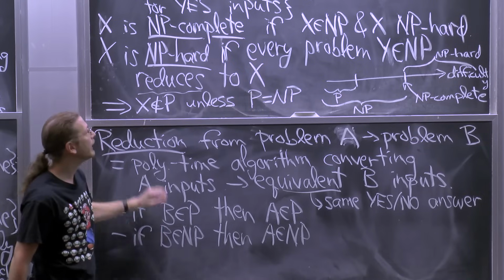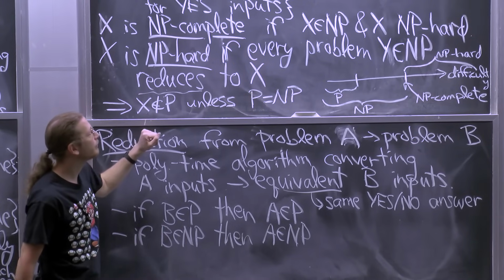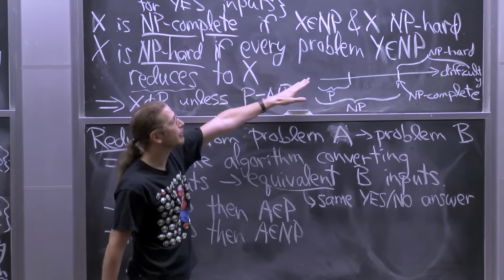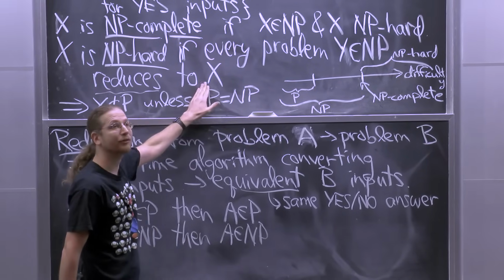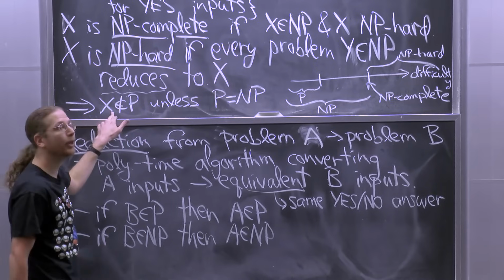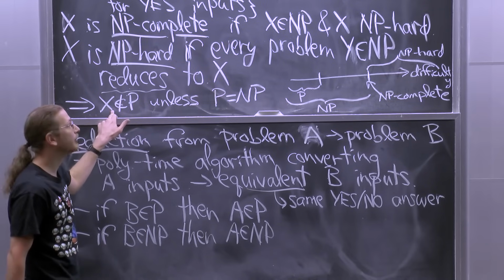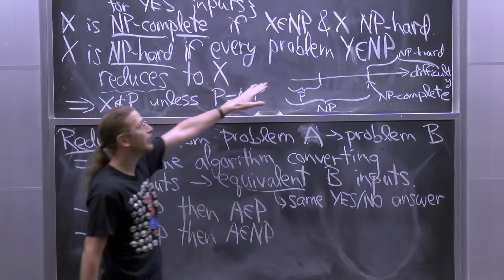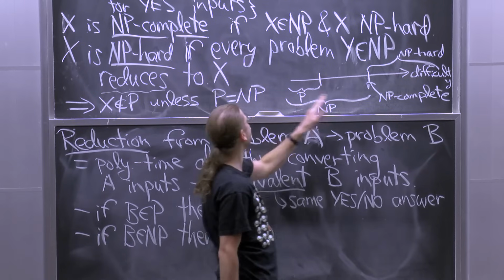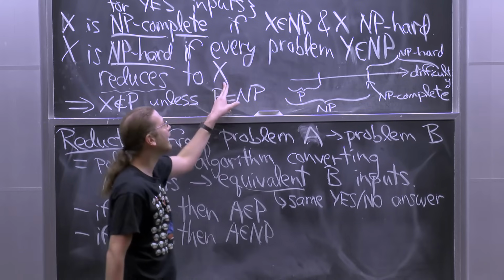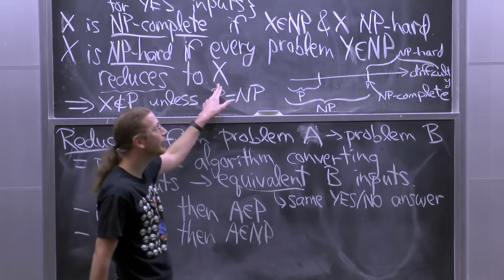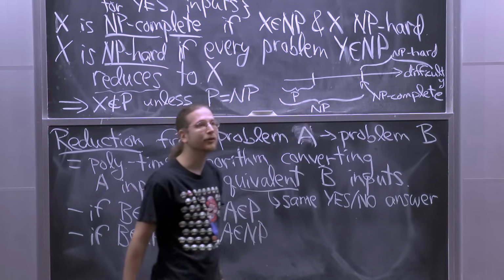And so then I can solve my problem Y, which is in NP minus P, by converting it to X and solving X. So that means X better not have a polynomial time algorithm, because if it did, Y would also have a polynomial time algorithm. And then in general, P would equal NP, because every problem in NP can be converted to X. So if X has a polynomial time algorithm, then every problem Y does.